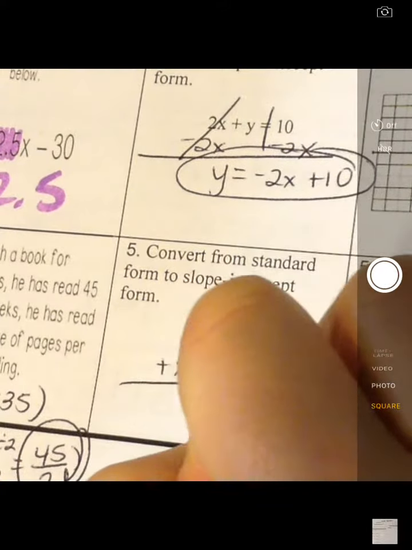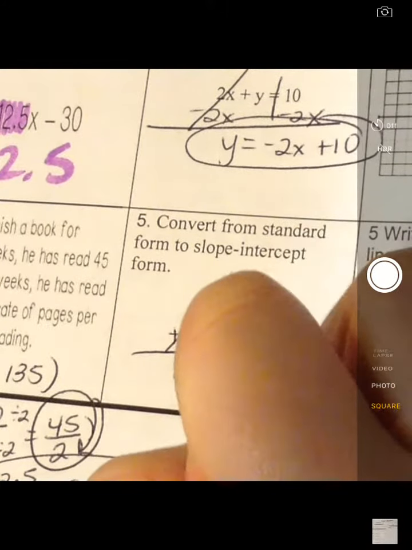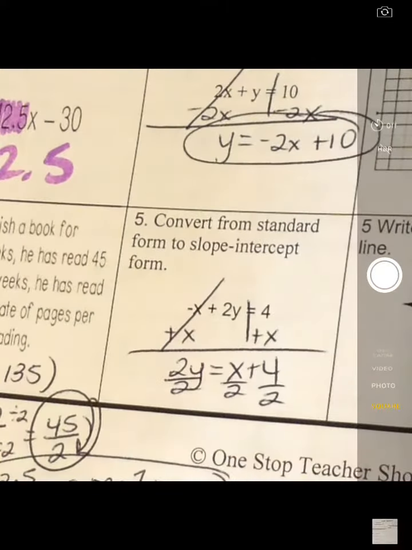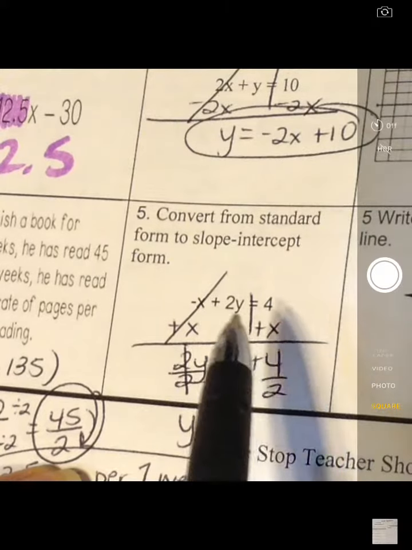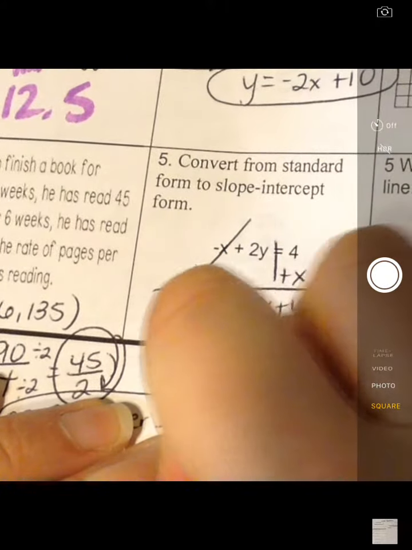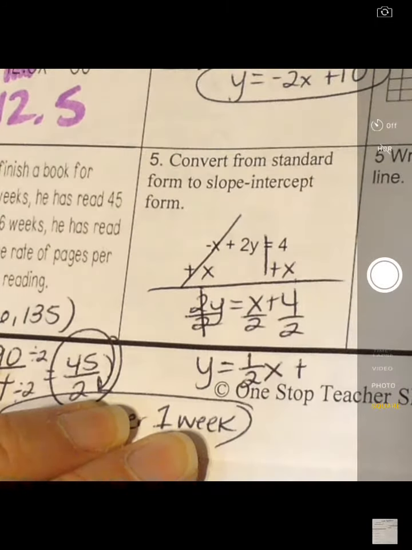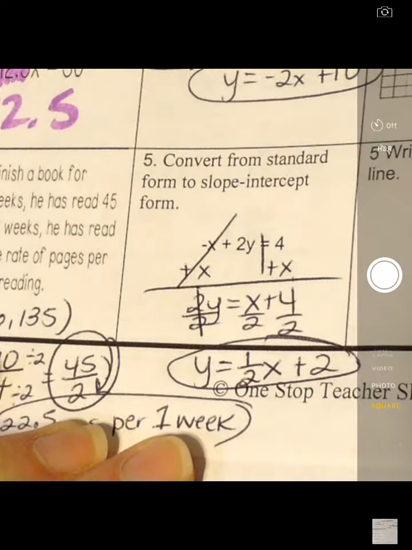Last one, I can add x to the other side. Cancels out. I'd be left with 2y equals x plus 4. Divide everything by 2. I'm left with y equals, remember when you don't see a coefficient, it's 1, so this is really 1/2 x plus 4 divided by 2 is 2. And that's Wednesday.